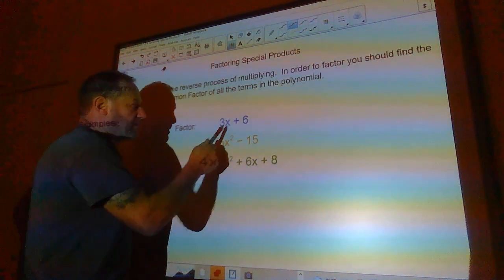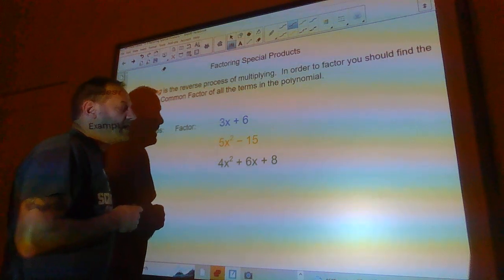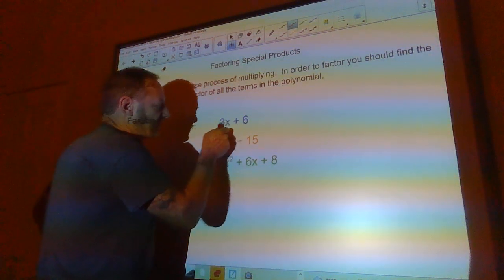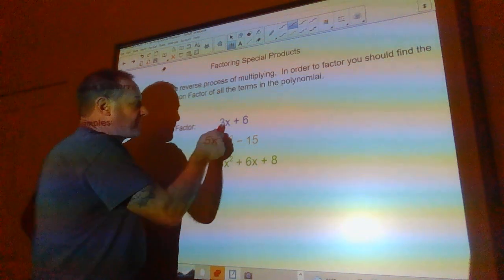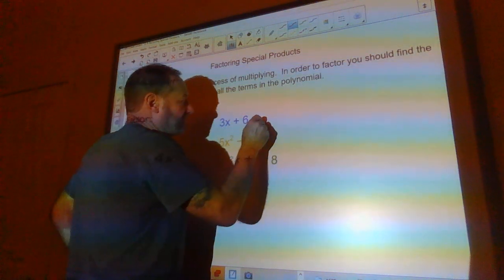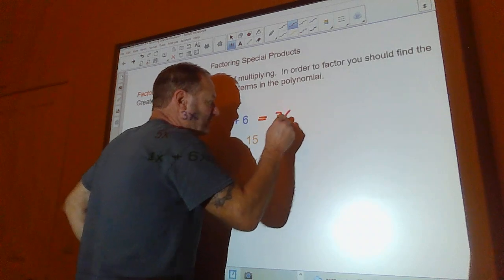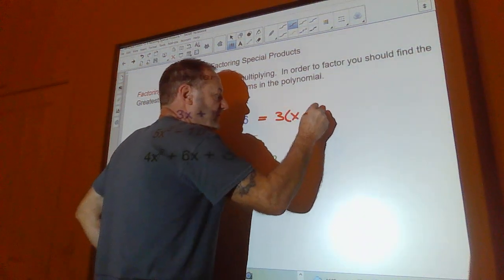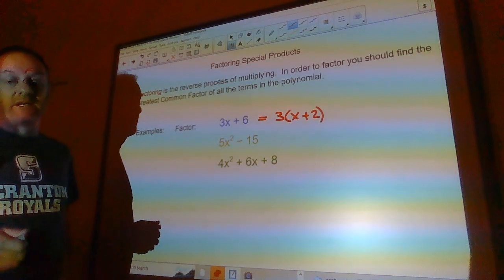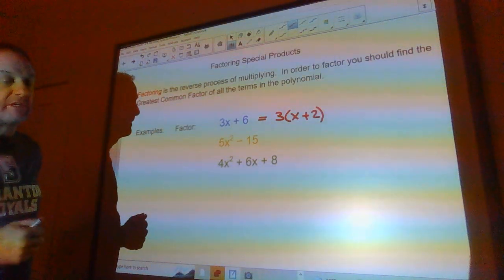So I look here at this polynomial right here, 3x plus 6, and I want to know what do these two terms have in common? Okay, well, there's a 3 here and there's a 3 in here. So I can factor that 3 out, and that would leave me with an x here plus 2. So I'm basically just dividing 3 out of this thing. I'm finding the greatest common factor, and I'm dividing it out.